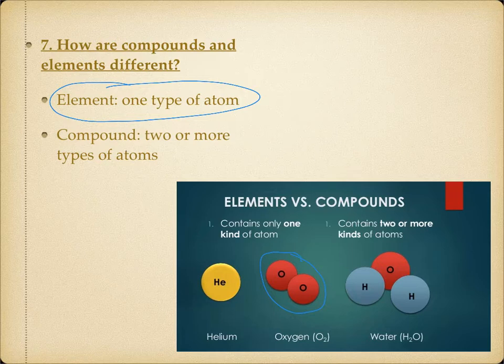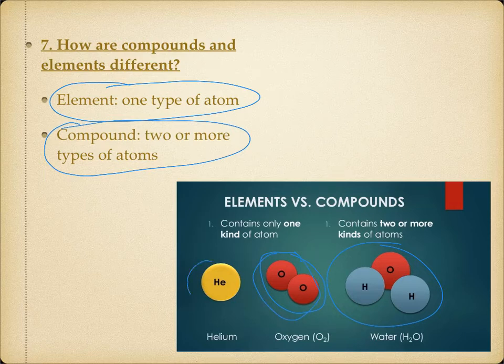A compound is when there are 2 or more types of atoms. So this would be a compound because we have oxygen and 2 hydrogens, 2 different types of atoms, therefore forming a compound. Okay, this is an element, oxygen bonded to oxygen, and this is a pure substance called helium.